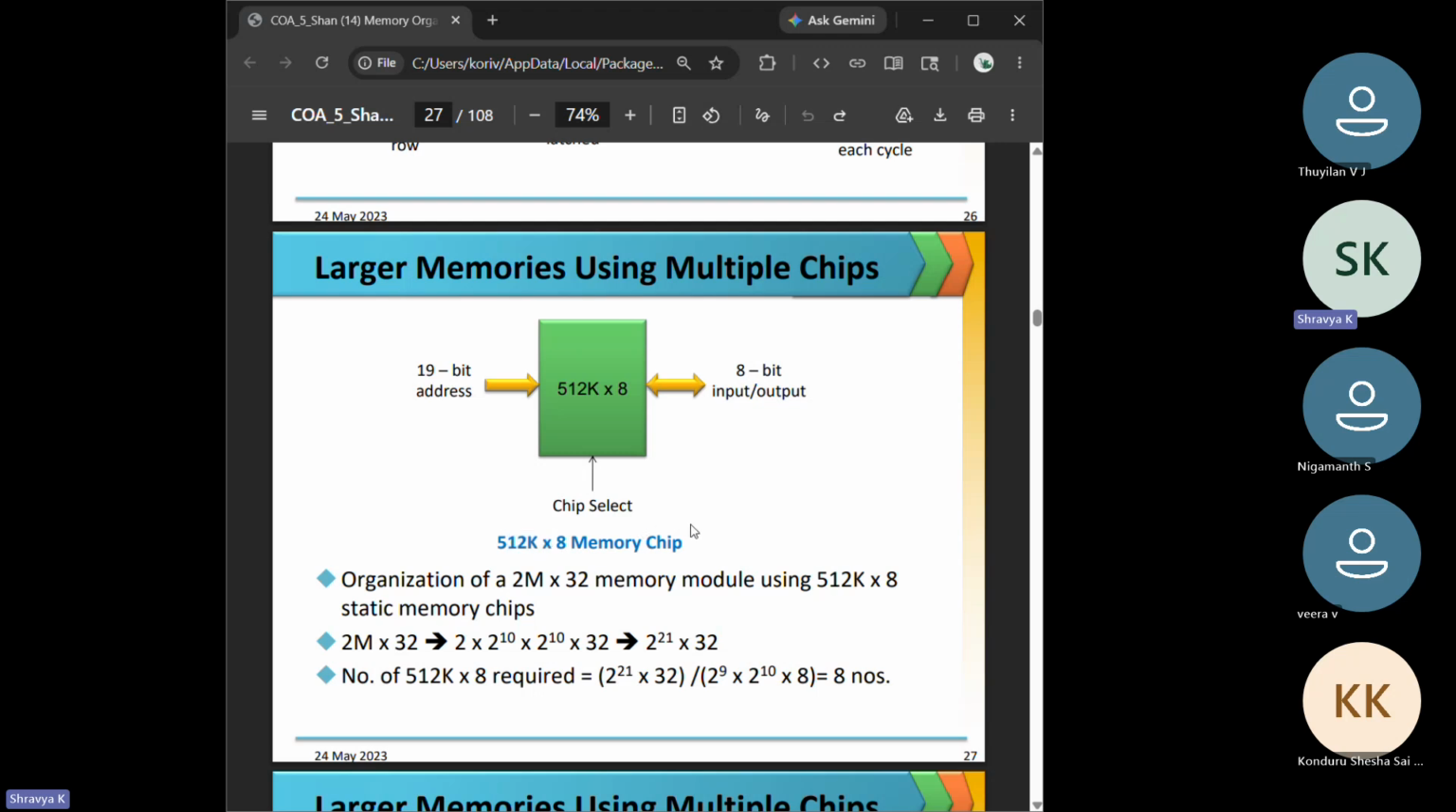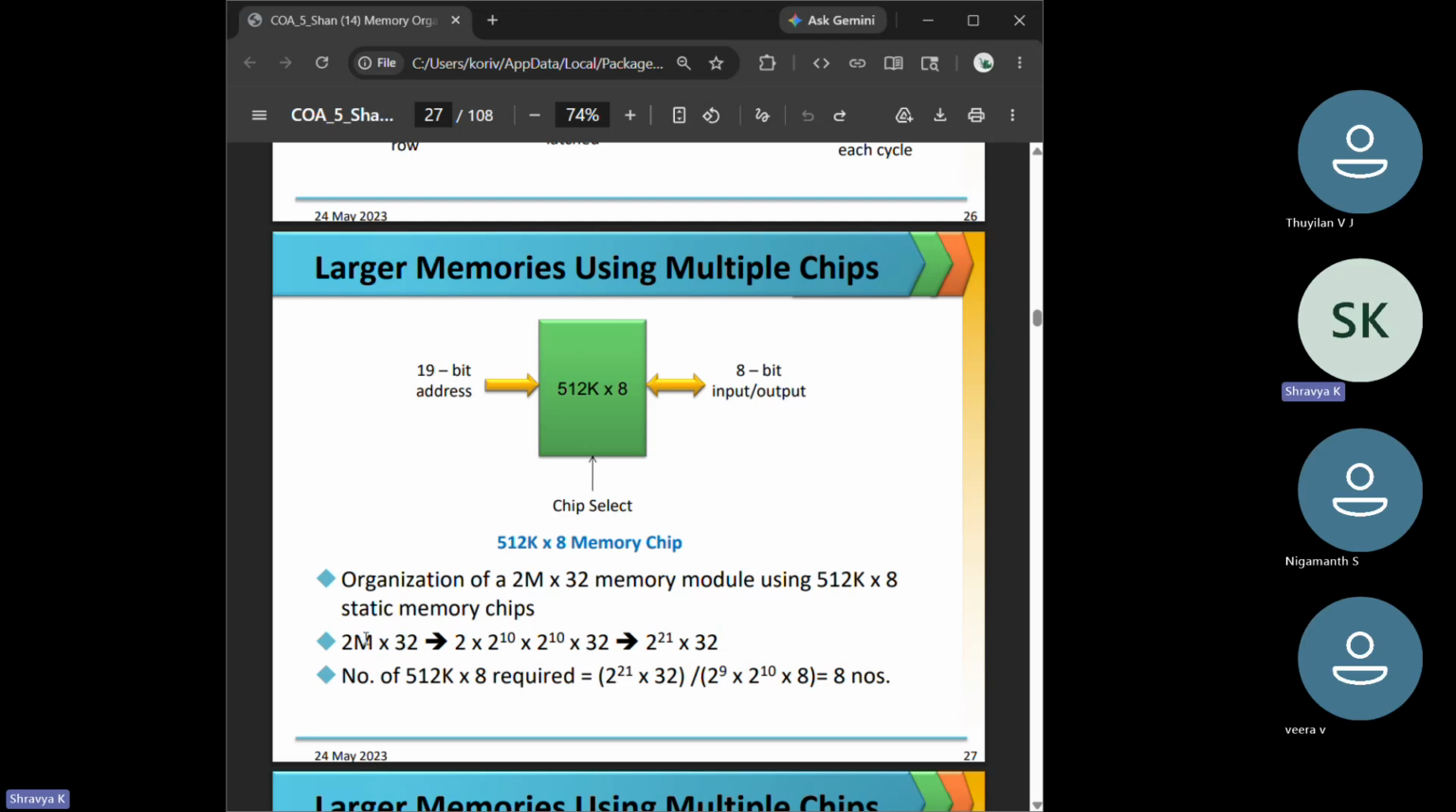And let's say you want to organize a 2M by 32 memory module using chips of this size. So how would you do that? It's a basic thing, right? 2M by 32 is basically, M will be 2 to the power 20, so 2 times 2^10 times 2^10 times 32.